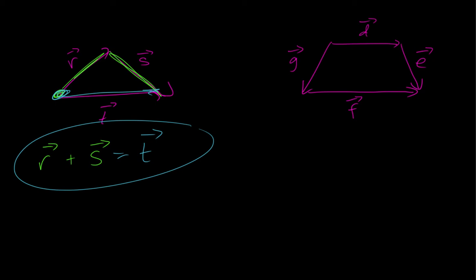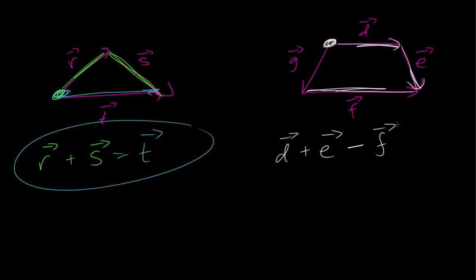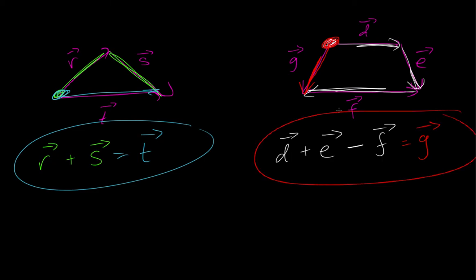This one, I'm going to start here, I'm going to follow D, and then I'm going to follow E, then I'm going to go backwards on F, so that's negative, and then if I go from the beginning to the end, that's G, so that's just 1. Now, depending on which direction you go, you could get something different, but you should be able to do algebra on whatever you got, and it will end up being the same thing as this one.